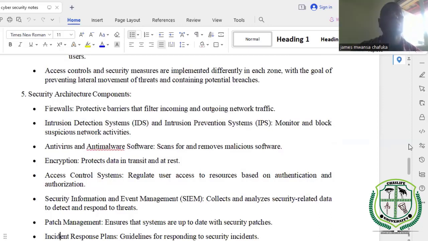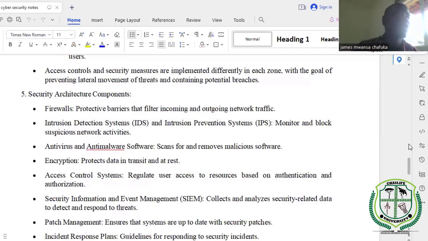Now, when you talk of security architecture components, these are emphasized mostly on the firewalls. So when you talk of firewalls, they are protective barriers that filter incoming and outgoing network traffic.